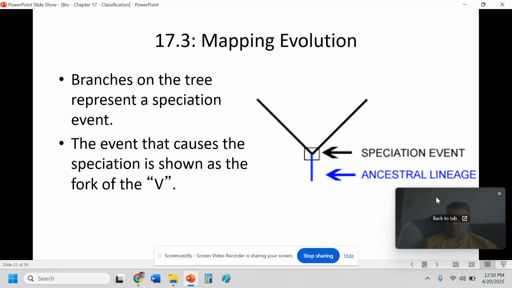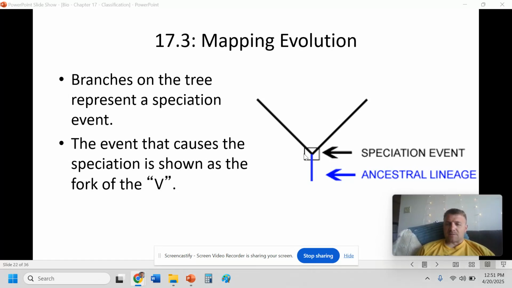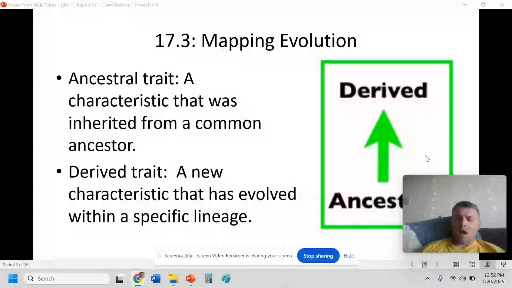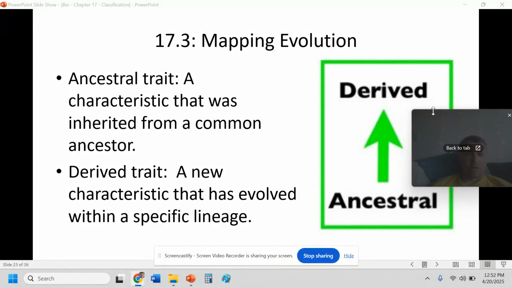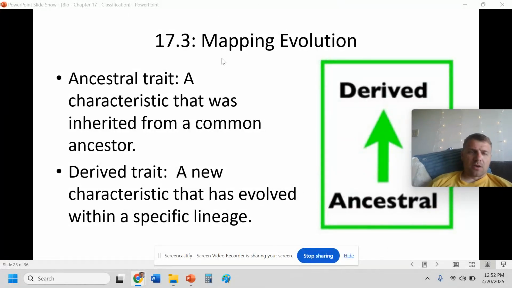And those branching points that I showed you are known as speciation events. They're more specifically known as nodes, but these are just speciation events where one species becomes two. And that splitting event shows that species diverging and going in two different directions. So when we see these speciation events or these nodes, they're like a population becoming two different species.